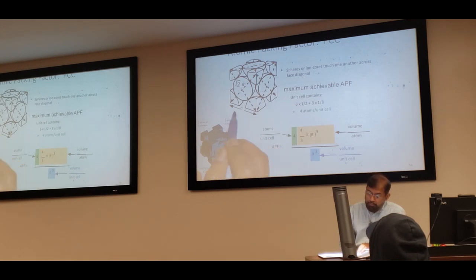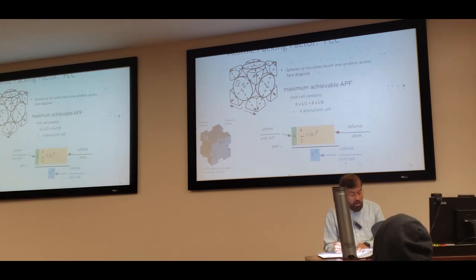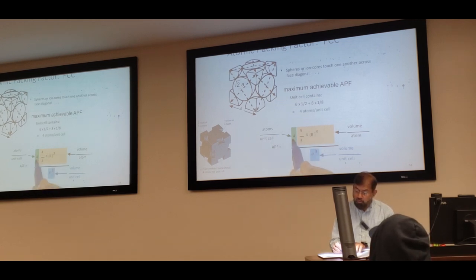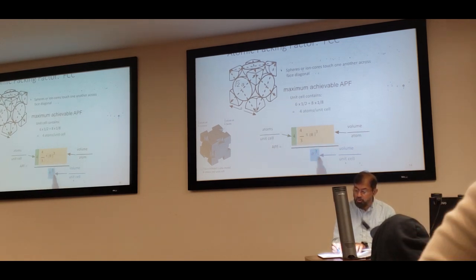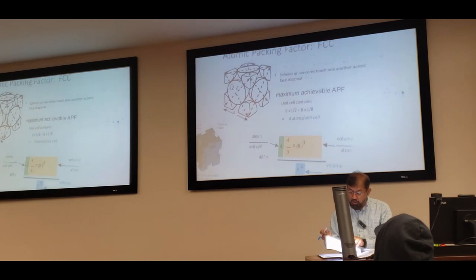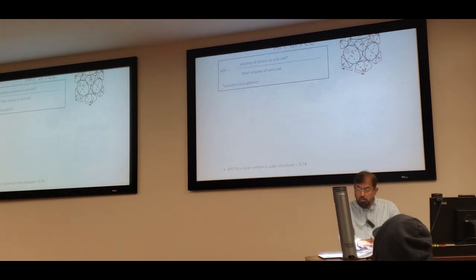If you look here, this is a, and this is also a. This is the unit cell parameter, the unit cell side. In this triangle, the hypotenuse is the square root of 2 a. We can get this as 4 into 4 over 3 pi r cube over a cube. That is the equation: the volume of atoms in the unit cell over the total volume.